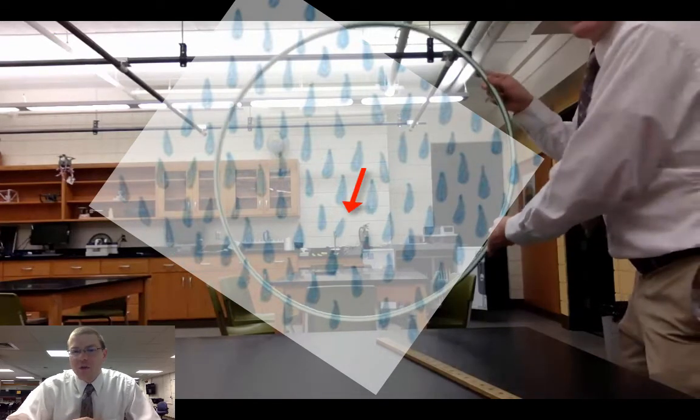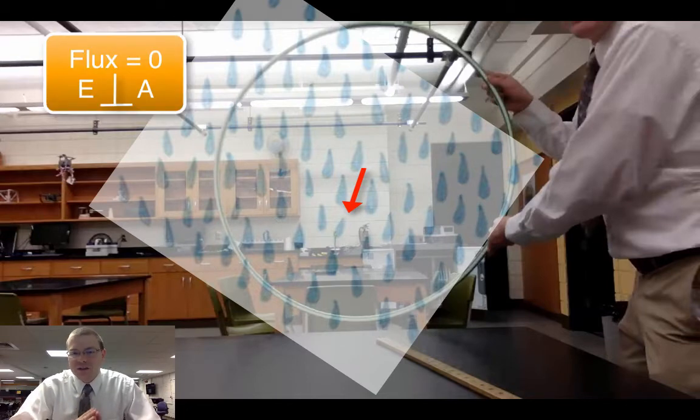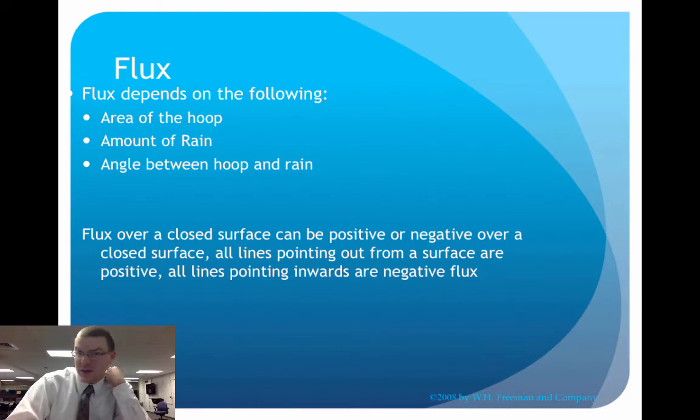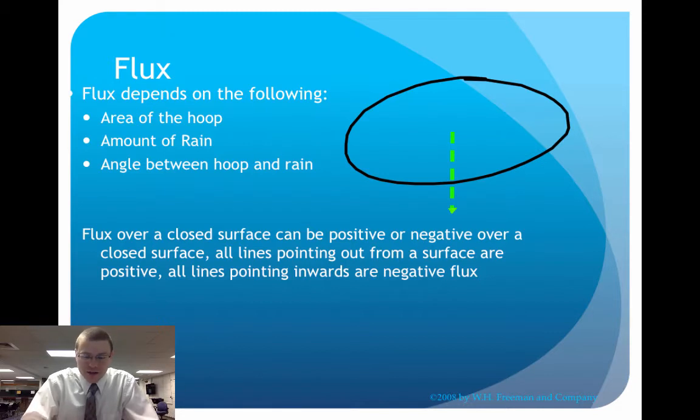And if you have that hoop at 90 degrees to the rain, if you have the area pointing left and right and the rain coming straight down, you get zero flux. None of the rain passes through that area. So there's three criteria to have the most flux possible for the rain and hoop example. The area, you can make the hoop bigger and have more flux. You could have it rain harder, so the amount of rain can give you more or less flux. And also the angle between the hoop and the rain, where we have the area vector pointing straight down.